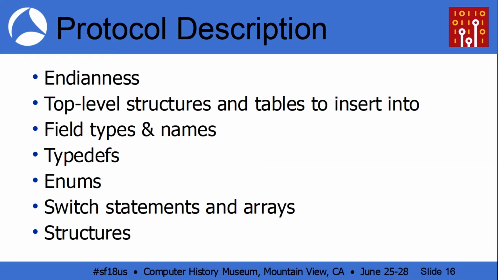Now the next step is to have a look at the actual language and give you some examples of the language that this describes. Some things that it describes are endianness. It tells the generator what the top level data structure is in Wireshark, because you always have a top level data structure that you're going to start with. And so that's the main function that Wireshark is going to call in your dissector. You can specify field types and field names. There are typedefs, enums, switch statements and arrays, and structures. So these are all of the various things.